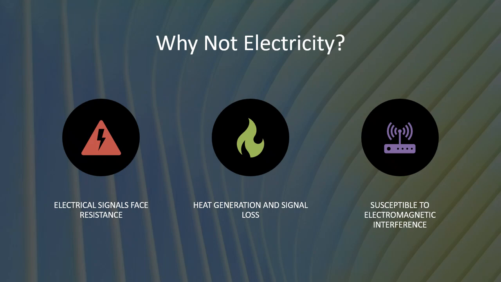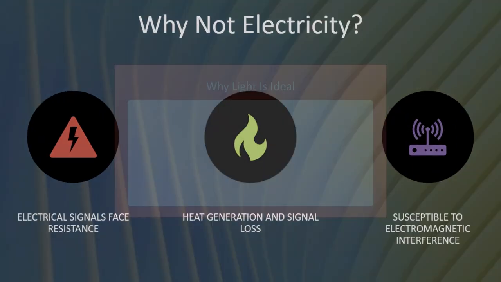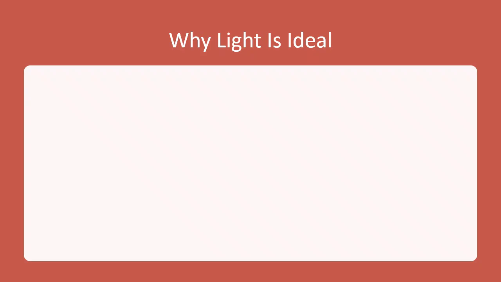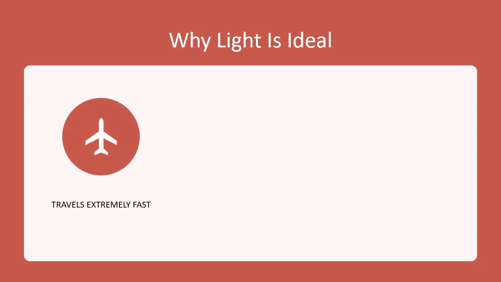Why light is ideal? Light overcomes many of these problems. It travels incredibly fast, close to the speed of light itself. Light signals experience very little loss and are completely immune to electromagnetic interference, making them ideal for data transmission.